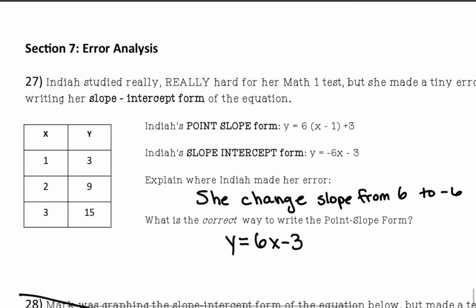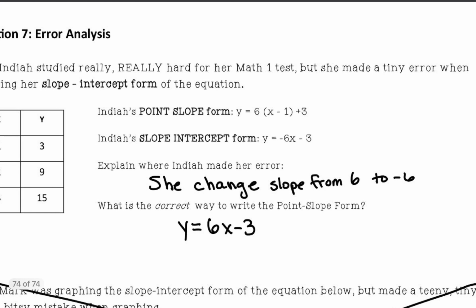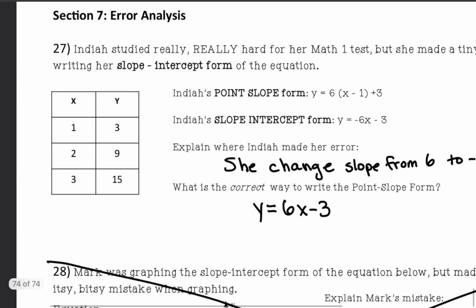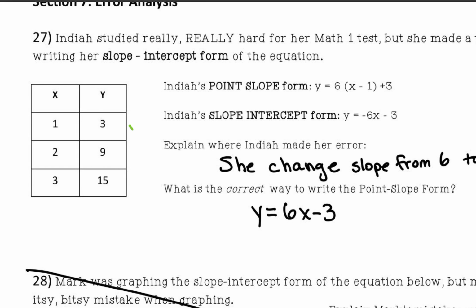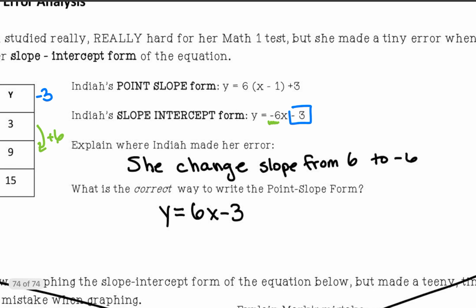Error analysis. So India studied really hard for a math test, but she made a tiny error when writing slope-intercept form, right? So we are adding by 6 as we go down our table. And when India went backwards, right, she had 0, -3. Okay, so that's where this -3 comes from. But what India messed up is she wrote -6. She changed the slope. You can't change the slope from going from point slope form to slope intercept. The slope does not change. So that's why it's just y equals 6x minus 3.